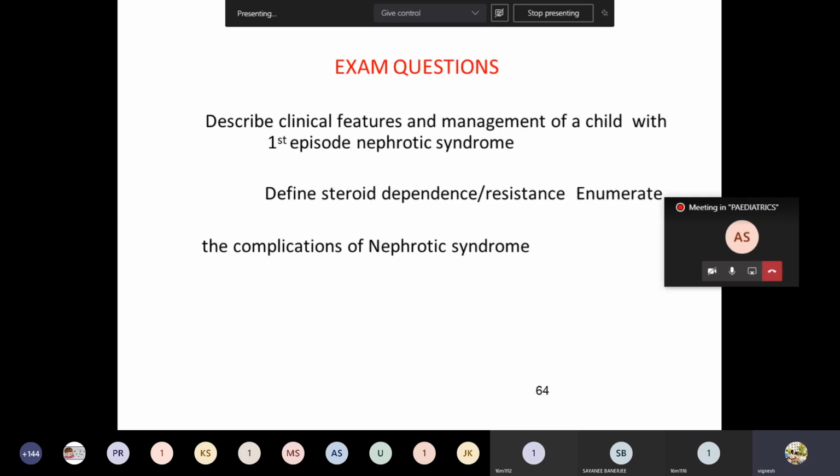Sometimes we'll ask to define steroid dependence or resistance. Enumerate. This question will be there. We'll have a congenital nephrotic syndrome question. Complications of nephrotic syndrome can be asked. So these are 4 questions, and nephrotic syndrome also. Please keep these in your mind.